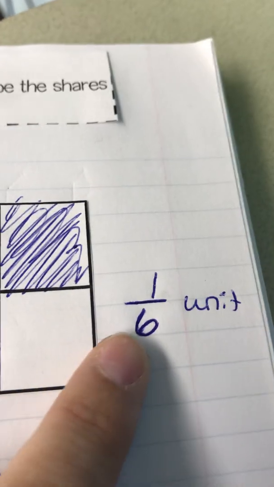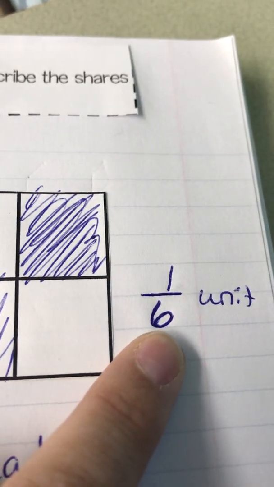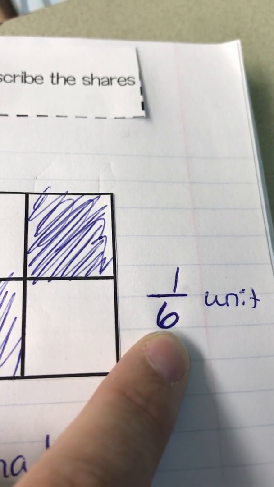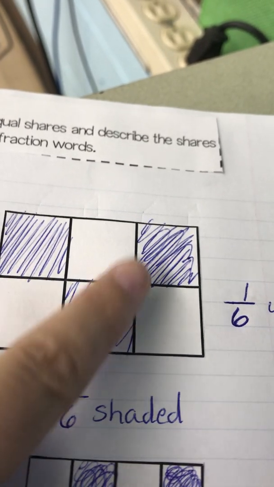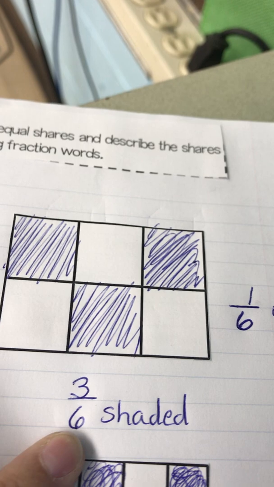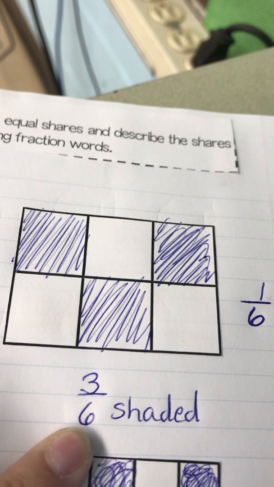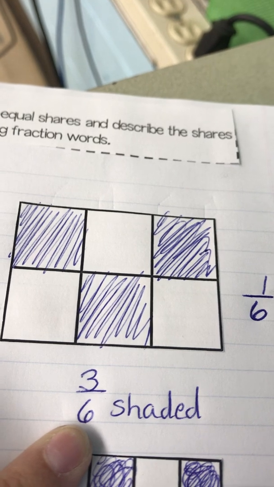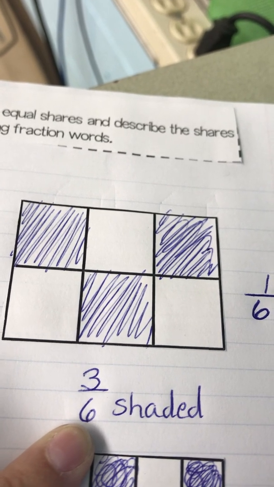On the rectangle, we counted and we saw there were 1, 2, 3, 4, 5, 6 equal parts. So my unit fraction would be 1/6. Unit means 1, so 1 part out of 6 total. Then I shaded 3 of those parts, so we have 3 unit fractions shaded. So our shaded fraction would be 3/6. 3 shaded out of 6 total pieces. Our 3/6 of the rectangle are shaded.